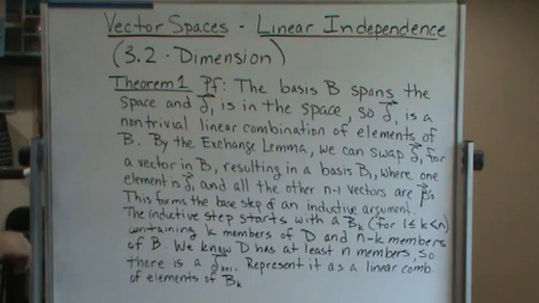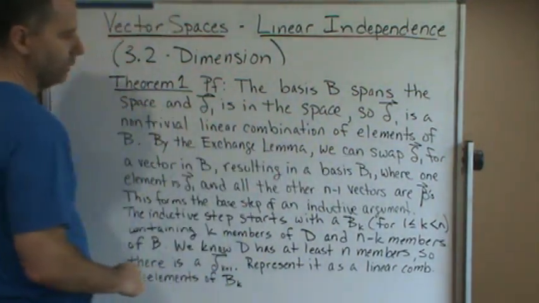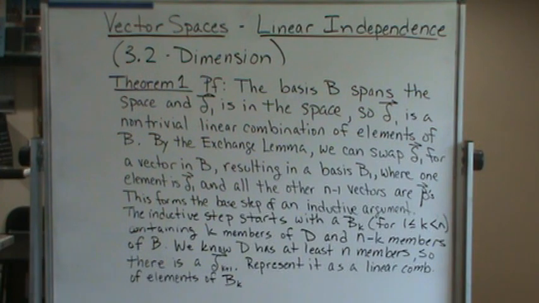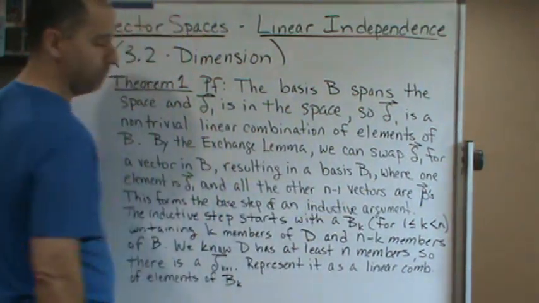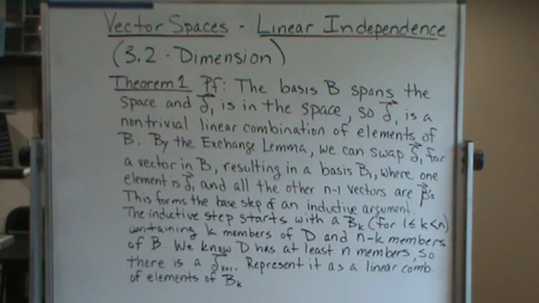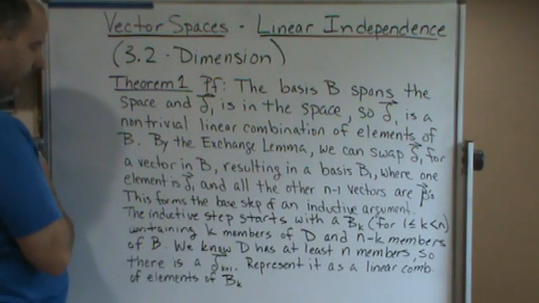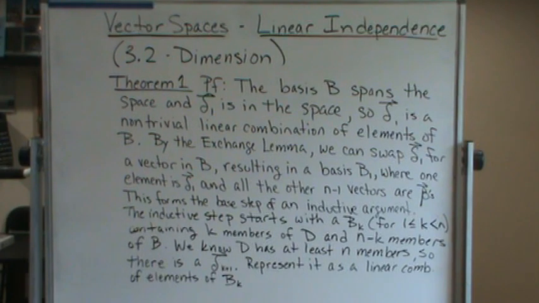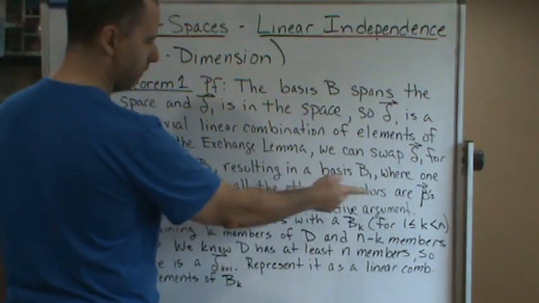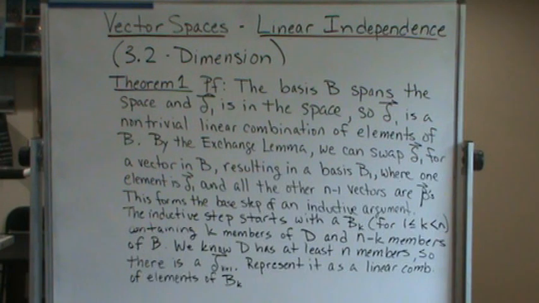Now, by the exchange lemma, we can swap delta 1 for a vector in B. And that will result in a new basis, B1, where one element is going to be delta 1, and all the other n minus 1 vectors are going to be betas. So now we've got one delta vector in this new basis, and we've got one less beta in there.